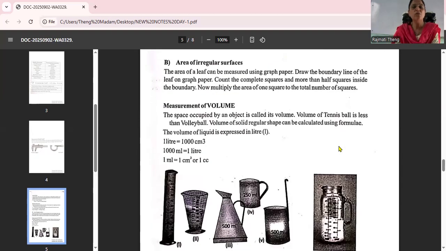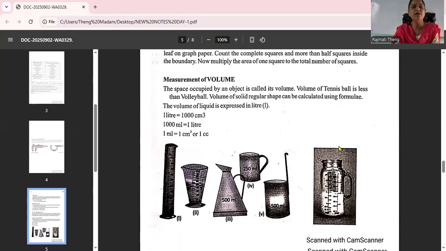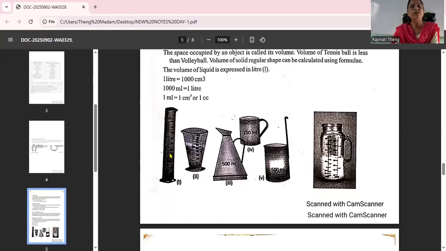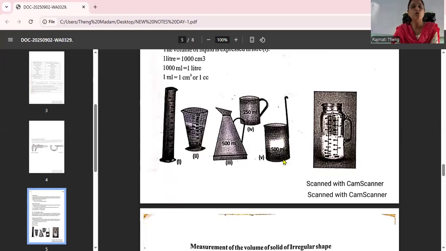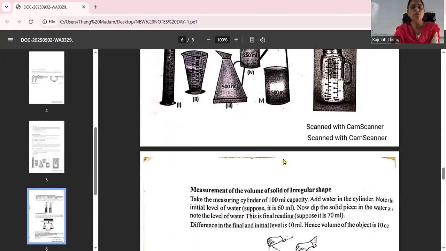Now measuring the volume. The space occupied by the object is called volume. So the volume of a tennis ball is less than the volume of a volleyball. Volume of a solid of regular shape can be calculated by using the formula. The unit is liter. 1 liter is equal to 1000 centimeter cube. 1000 milliliter is equal to 1 liter. 1 milliliter is equal to 1 centimeter cube or 1 cc, and those are the devices which we use to measure the volume.